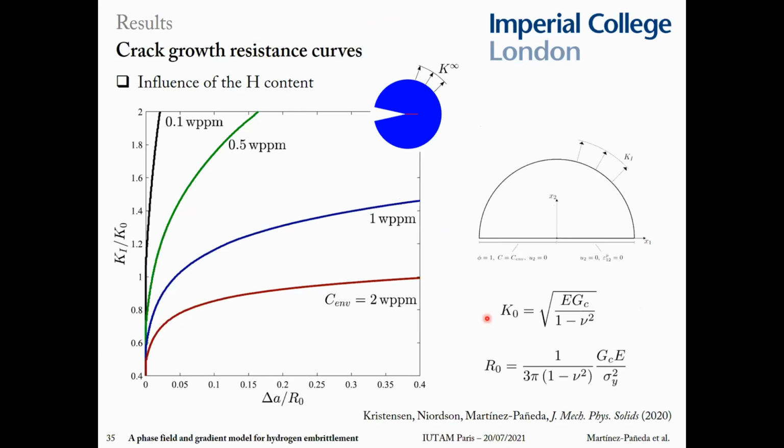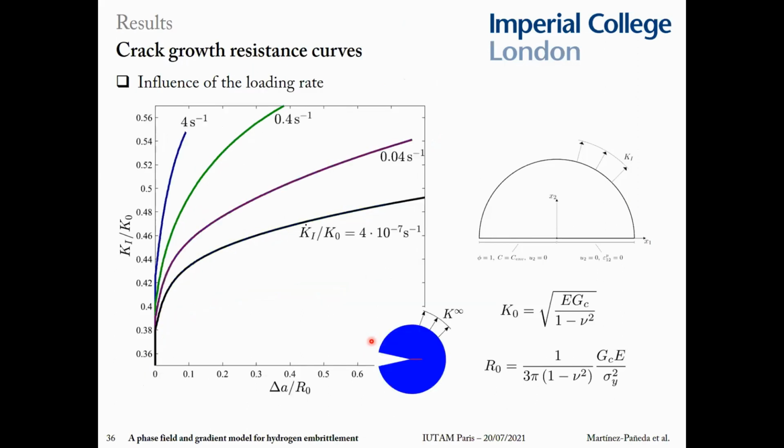First of all, we do crack growth resistance curves. So on the vertical axis is the applied load, quantified by the stress intensity factor, and then on the x-axis is the crack extension. And the first result that you can see is that, of course, as you expected, as you increase the hydrogen content, you lower the fracture resistance of the solid.